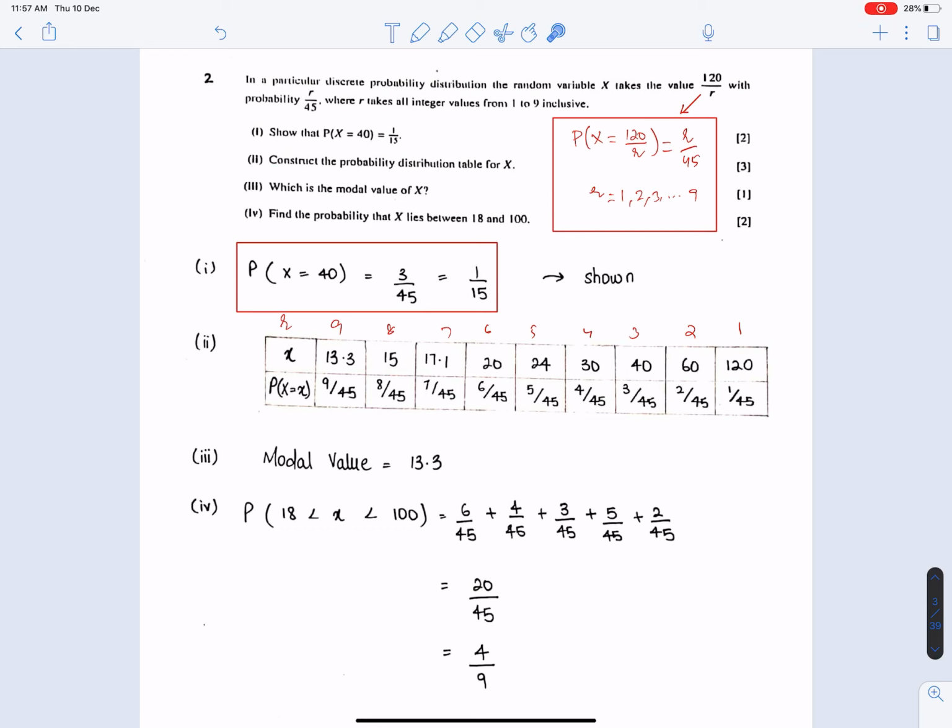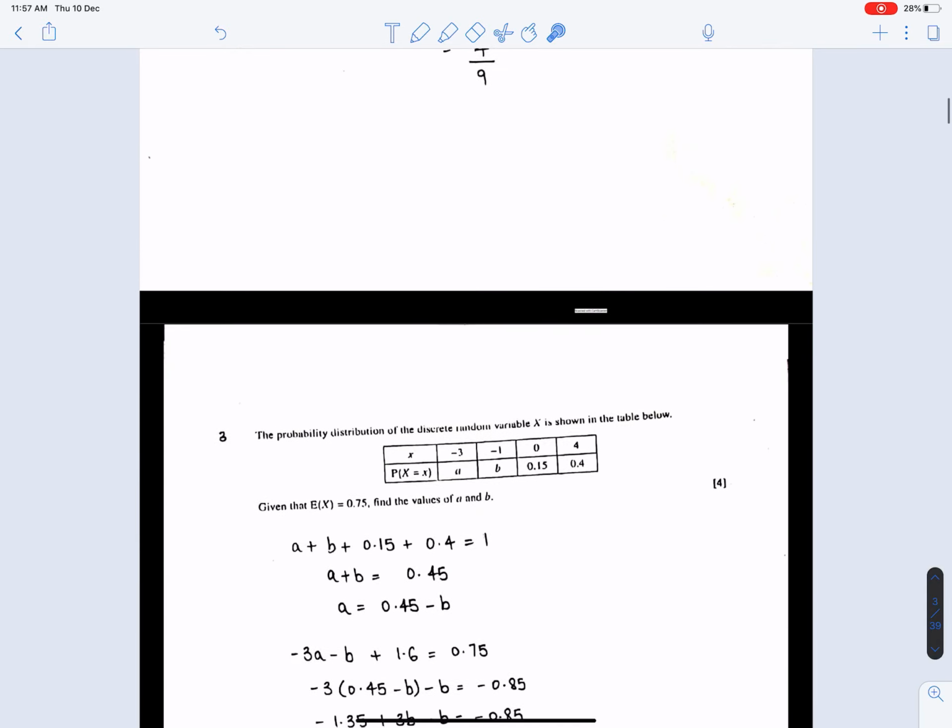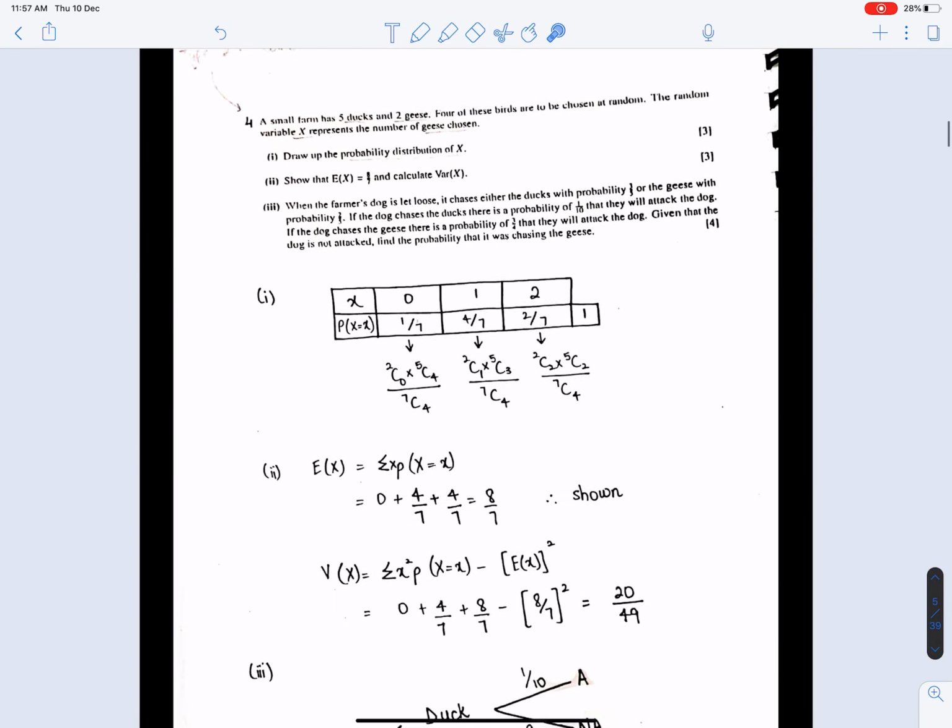In this question, this equation is very important. Make sure you understand this equation through this given information. The next question is 5.